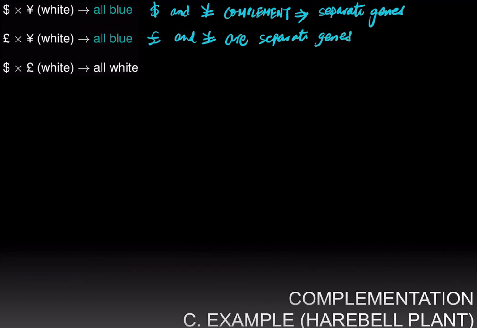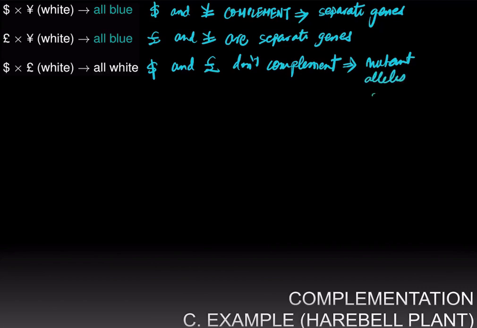Finally, when we cross the dollar and the pound strains, we get all white or all mutant progeny, and therefore dollar and pound don't complement, since we did not get all wild type, and that means dollar and pound are mutant alleles of the same gene.